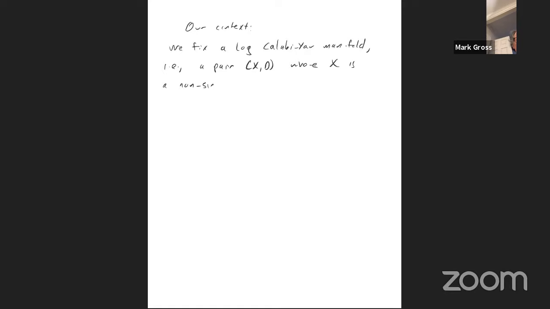So the context I'm going to work on looks a little bit different. Our context is we fix a log Calabi-Yau manifold. Now, what is this? This is a pair (X, D), where X is a non-singular variety, and D contained in X is a normal crossings divisor, which should be anti-canonical, so with K_X + D = 0.